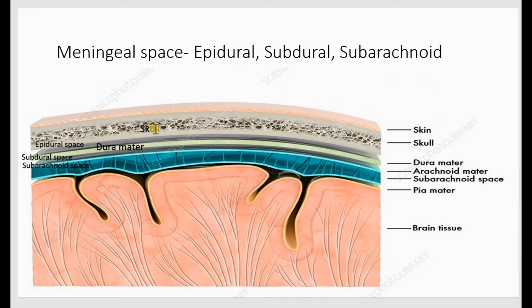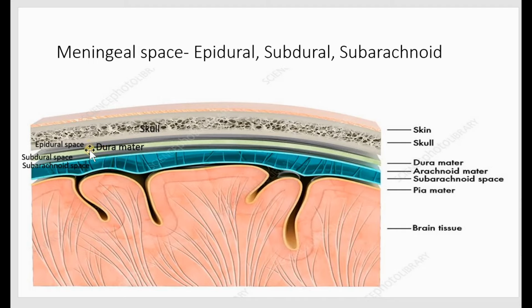In the picture of the skull, the outermost layer is called dura mater. The space above the dura mater, or between the skull and dura mater, is called epidural space. Epi means above the dura mater, that is epidural space. The space below the dura mater is called subdural space. The subdural space is between dura mater and arachnoid mater. The subarachnoid space is between arachnoid mater and the pia mater.